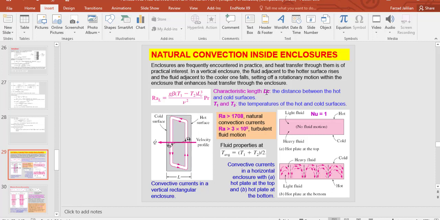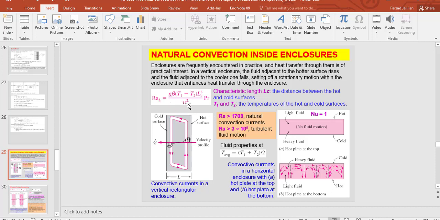So for an enclosure, LC is the important characteristic for the calculation of the Rayleigh number for natural convection. In this equation, T1 and T2 are the temperatures of the hot and cold surfaces, as you can see here. LC is the distance between these two surfaces. Pr is the Prandtl number, g is the gravitational acceleration, ν is the kinematic viscosity, and β, which I already introduced, is the volumetric expansion coefficient. We had that in the previous session.